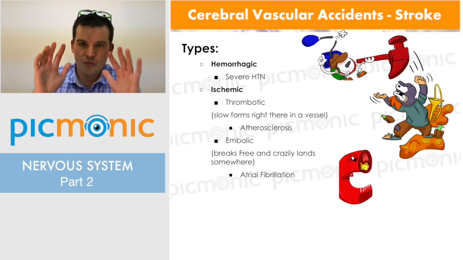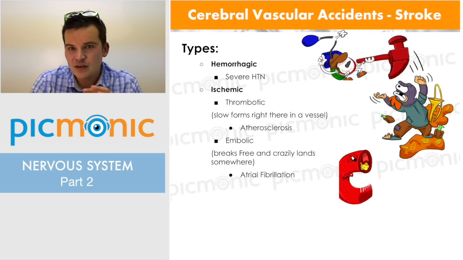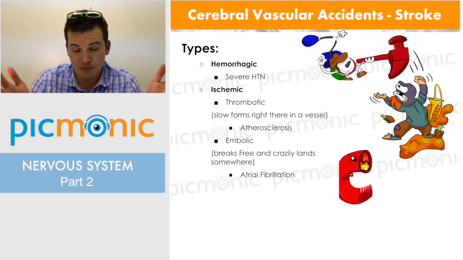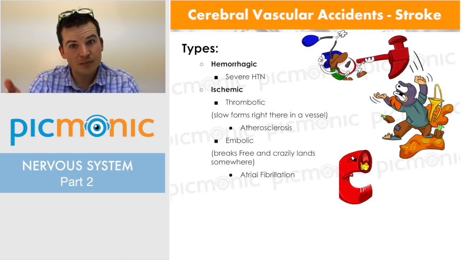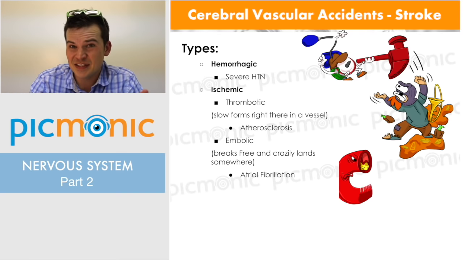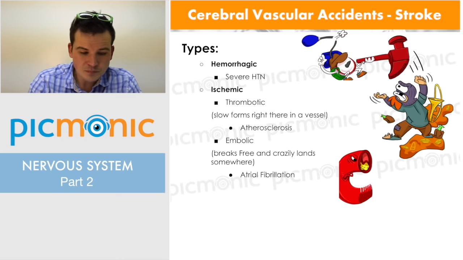But remember, thrombotic, or thrombus, forms right there with a T, and it forms slowly over time, building and building and building until it stops blood flow. And what causes that? Well, atherosclerosis, of course. You know, you like eating cheeseburgers, which I love cheeseburgers. I can't stop eating them. You're going to end up with atherosclerosis.